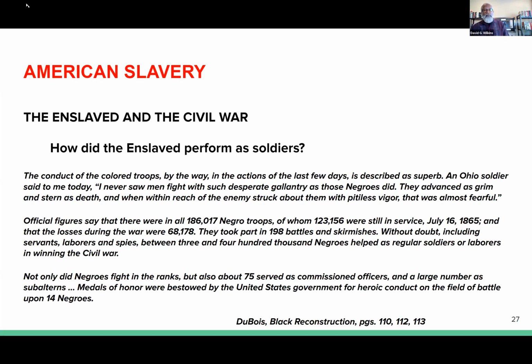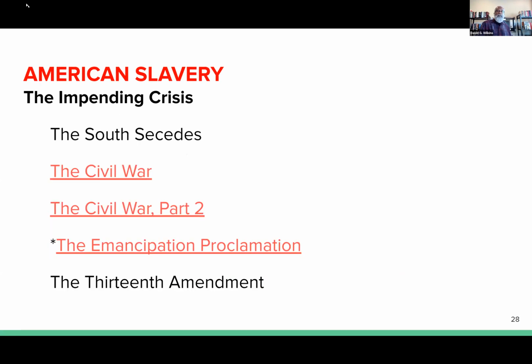Not only did Negroes fight in the ranks, but also 75 served as commissioned officers and a large number as subalterns. Medals of honor were bestowed by the US government for heroic conduct on the field of battle upon 14 Negroes. Again, an estimable compliment. This is information gathered by W.E.B. Du Bois about the contribution to the winning of the war by Black troops.